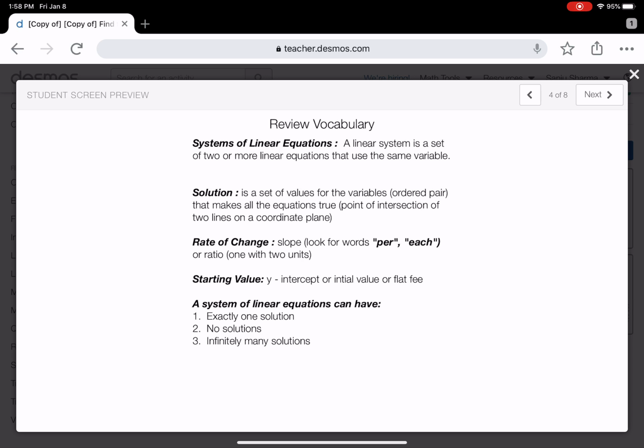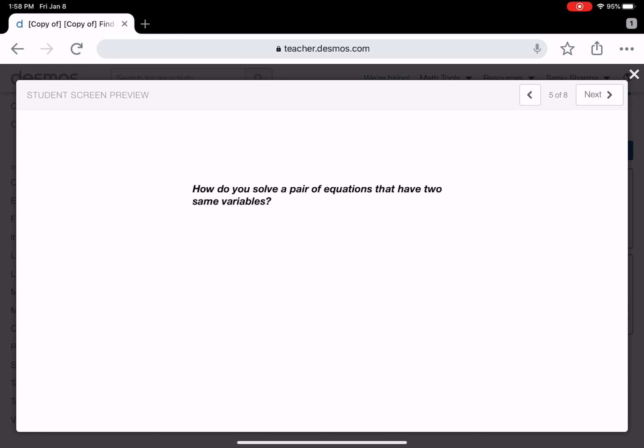In a word problem, we look for the word per, each, or ratio with two units, like dollars per hour, miles per hour. So they have two units. Starting value is the y-intercept or initial value, or a flat fee or bank balance or shipping cost in a word problem. A system of linear equations can have exactly one solution, no solution, or many solutions. How do you solve a pair of equations that have the same two variables?